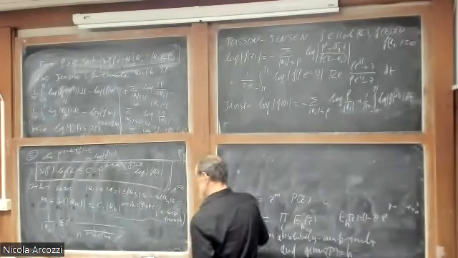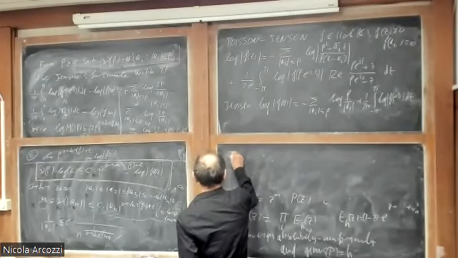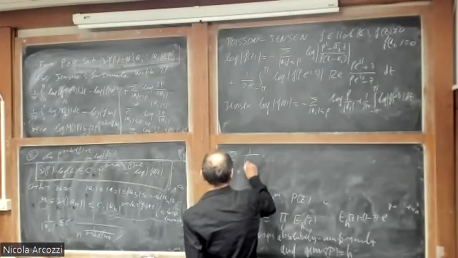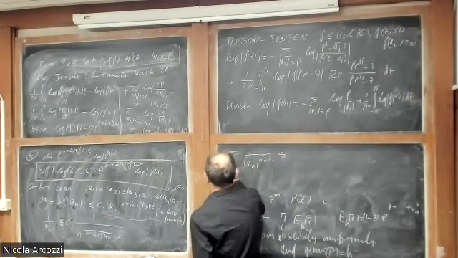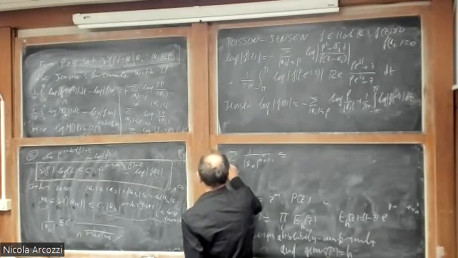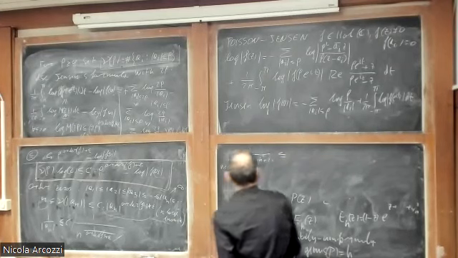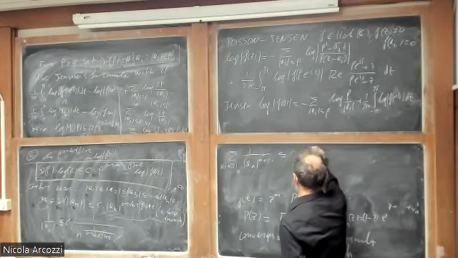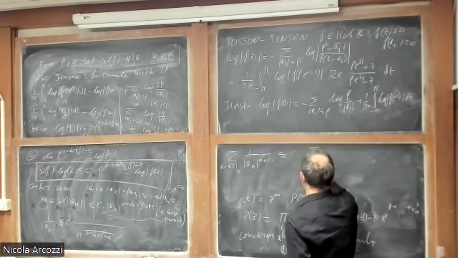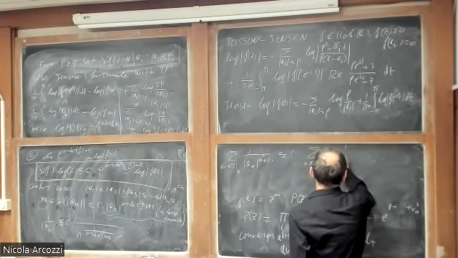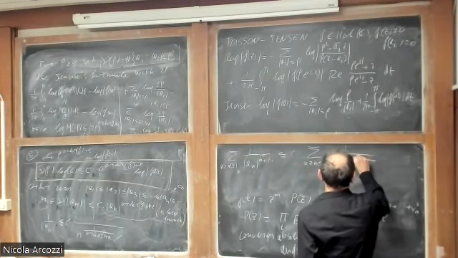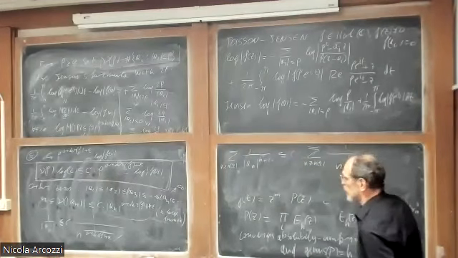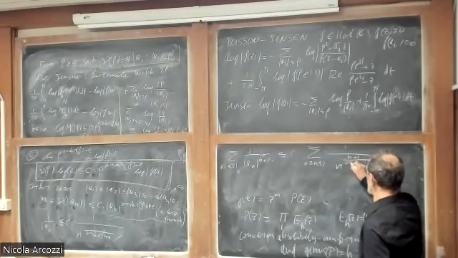So when I consider the sum, plus 1, well, for n large, that's bounded by 1 over n to the h plus 1 over the order of f plus epsilon.